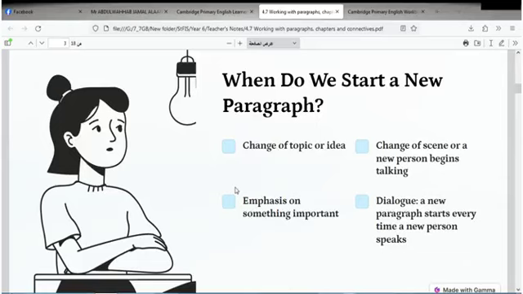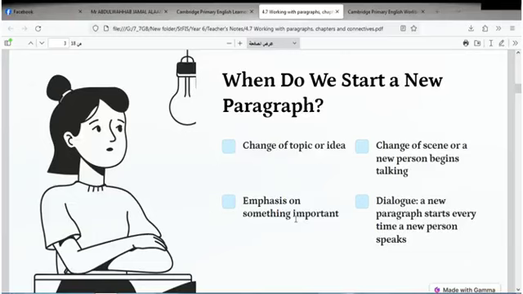Whenever we have a new topic, a new idea, we have to start a new paragraph. When we have a new time or a new place, you have to start a new paragraph. When you have a new character, you have to start a new paragraph. When you have a dialogue, we have to start a new paragraph. When we have an emphasis or stress on something important, an idea I want to make alone, I have to start a new paragraph.